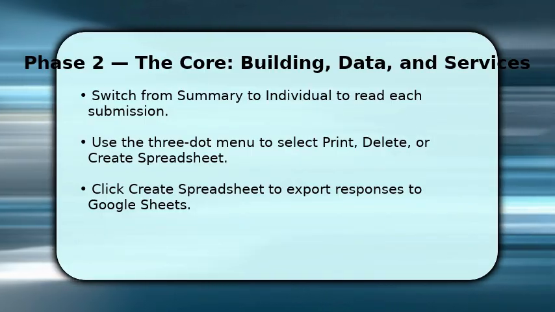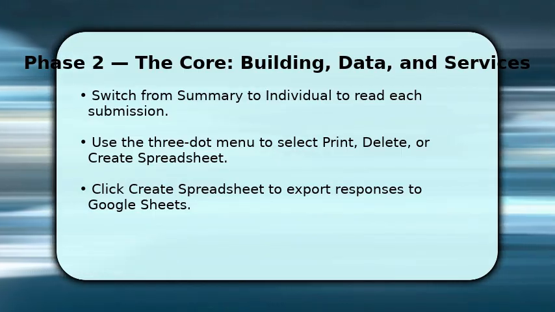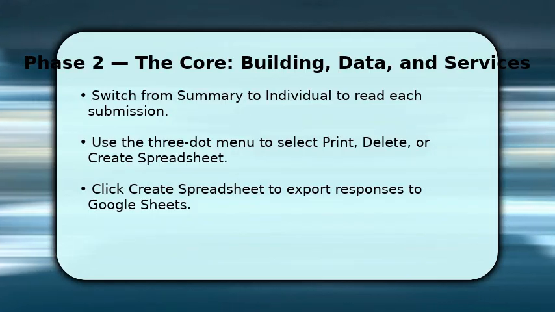For bulk work, open the three-dot menu and choose Create Spreadsheet. This links responses to a new or existing Google Sheet. Make sure to select the correct sheet option. Once linked, new responses update automatically. If you need CSV, export from Sheets via File, Download, comma-separated values.